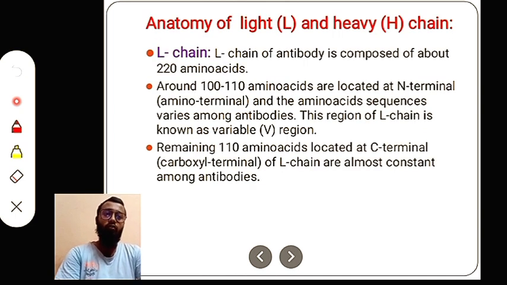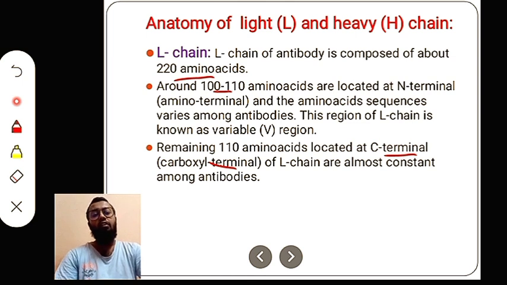We are going to see in this slide the anatomy of the light chain and heavy chain. As I earlier mentioned, the light chain is made up of 220 amino acids. One part is 100 to 110 amino acids, mainly located at the N terminal, or the amino terminal, and the amino acids vary among the antibodies, such as in immunoglobulin G, A, D. The remaining 110 amino acids are located on the C terminal, or carboxyl terminal, of the light chain. So you only have to remember the number of amino acids and where the location is. Both are located in different constant and variable regions, and their number is 100 or 110. Only this thing you have to remember.